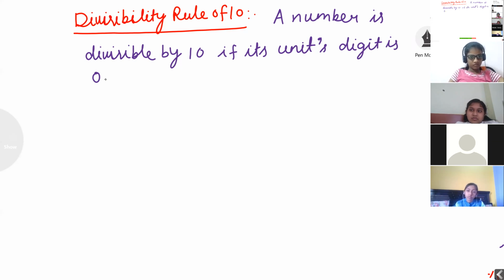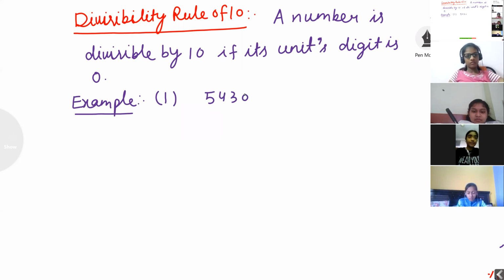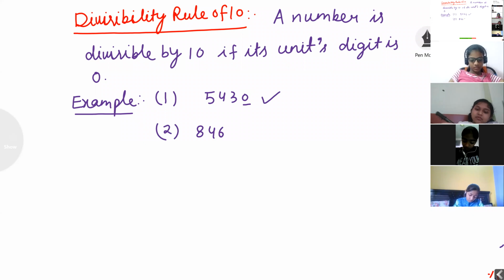Example. First example, 5430. In this example, students, you are observing the once place digit is 0, then I can say this number is divisible by 10. Second example, 8465. The once place digit is 5, not divisible by 10.